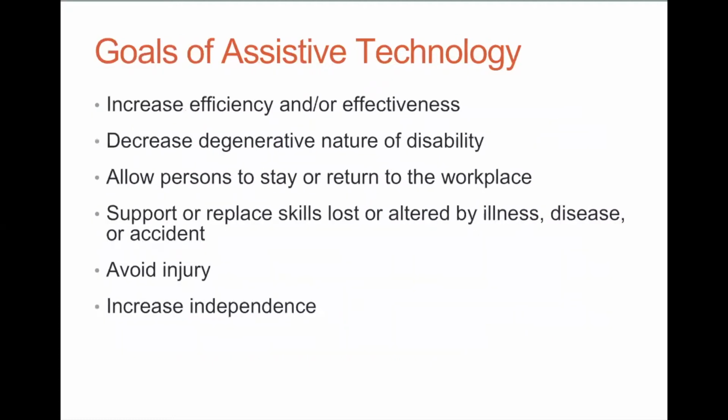Assistive technology has a lot of goals. This is not a fully encompassing list, but it really does have a whole lot of goals for folks. It's supposed to increase efficiency and or effectiveness. So just kind of make it to where we can do our job, accomplish our tasks and goals a whole lot better. It can decrease the degenerative nature of a disability. It can allow persons to stay or return to the workplace. Support or replace skills that are lost or altered by illness, disease, or accident.